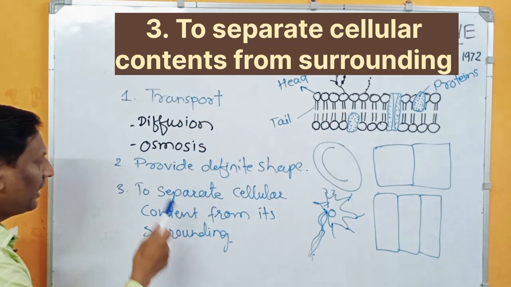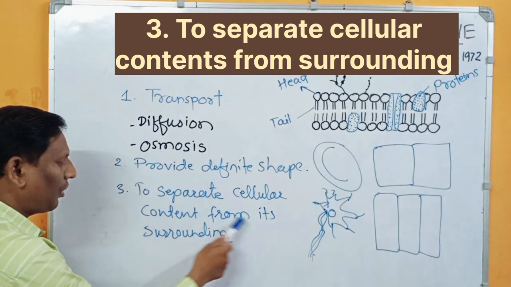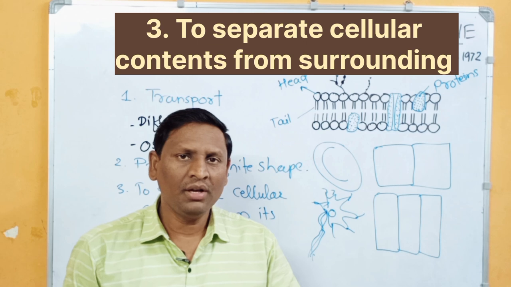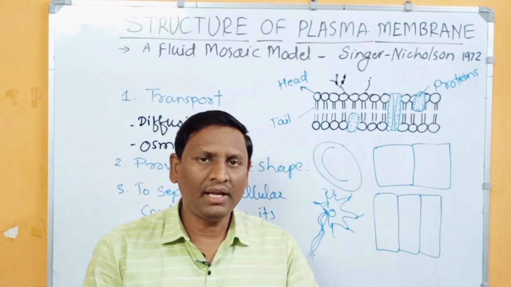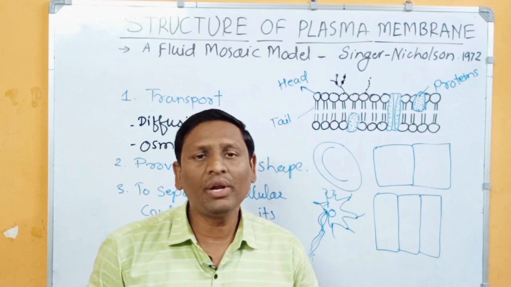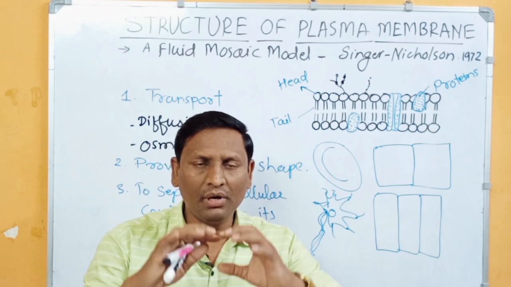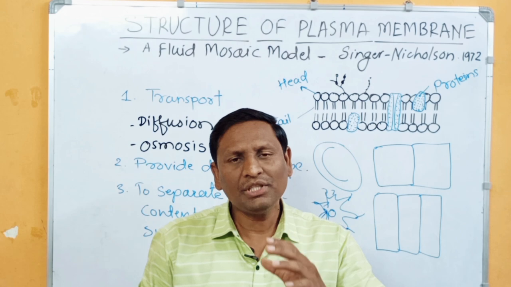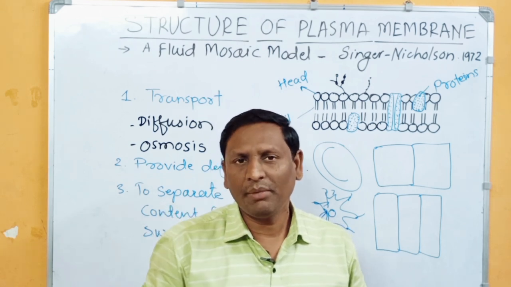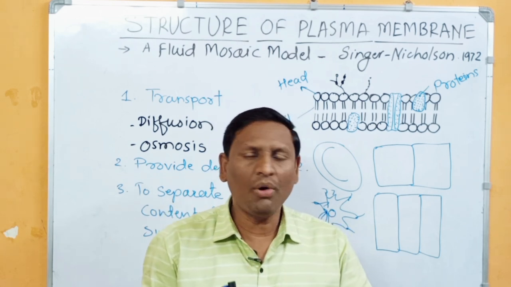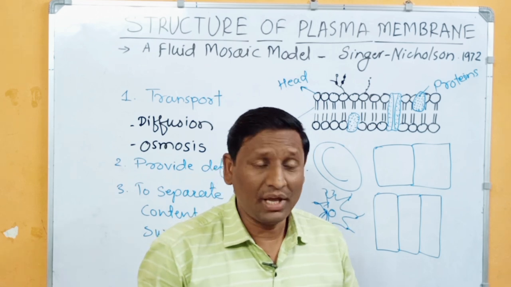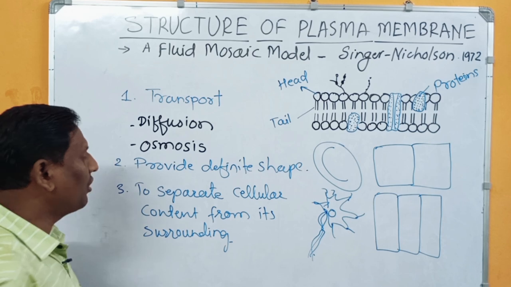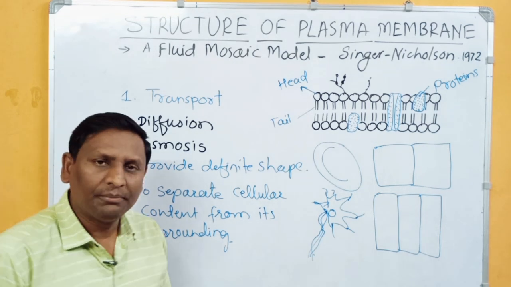And the third function is to separate the cellular content from its surrounding. A cell is going to contain very important elements like the protoplasm and various cell organelles inside a membrane bound structure. So these organelles and chemicals must be separated from the environment so that they can perform the particular function assigned to them. So this is a very important aspect, that it separates its cellular content from the surrounding.